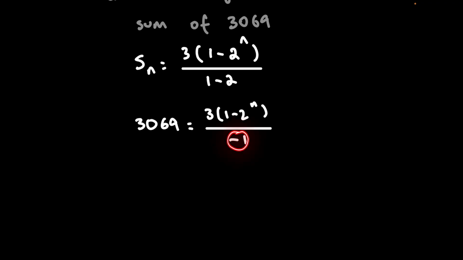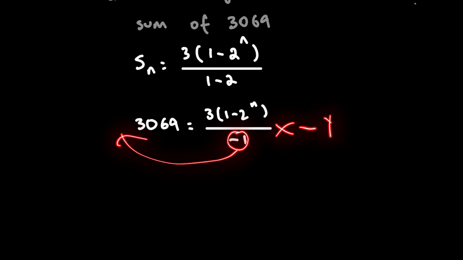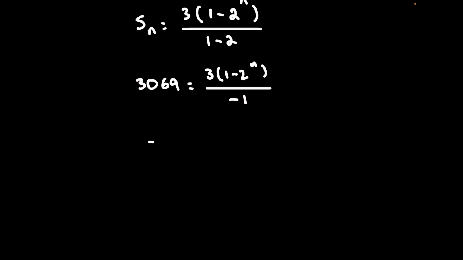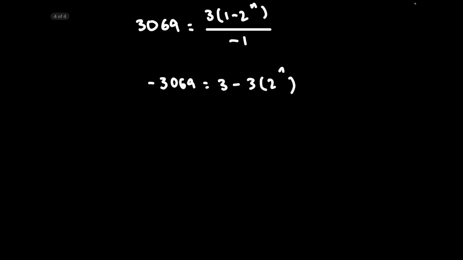And I'm just going to move this negative 1 to the other side by multiplying both sides by negative 1. So now what we have is negative 3069 is the same as 3 minus 3 times 2 to the power of n. Now I can minus 3 from both sides, and I get minus 3072 is equal to minus 3 times 2 to the power of n.